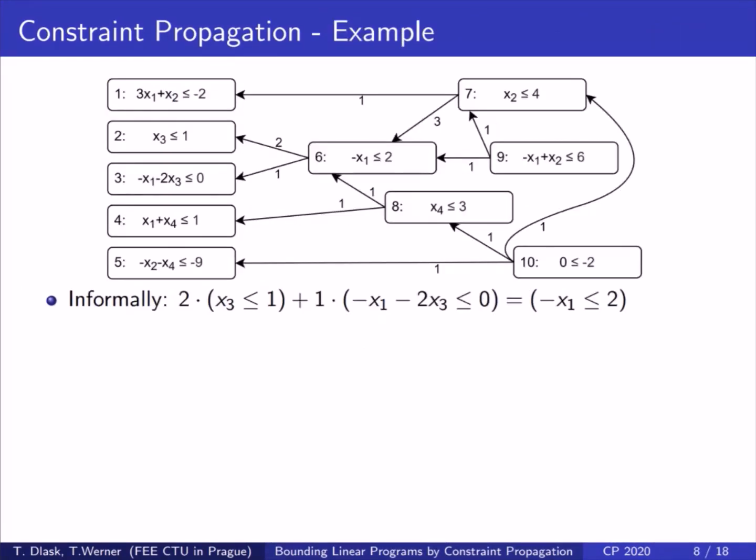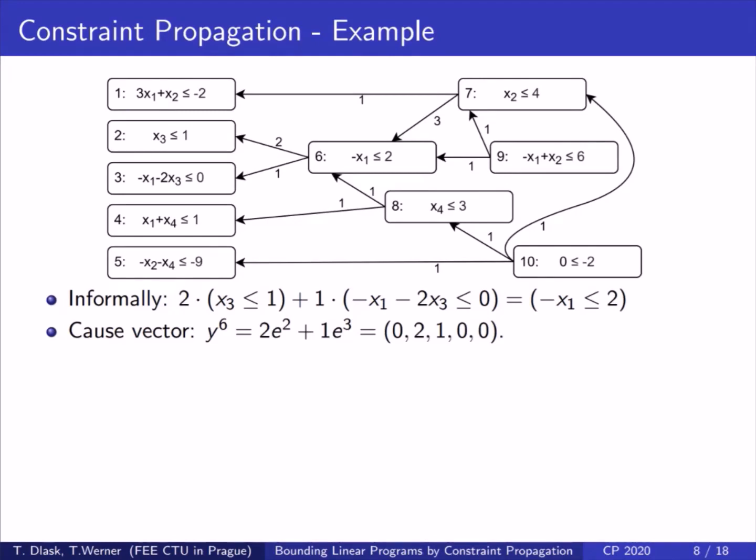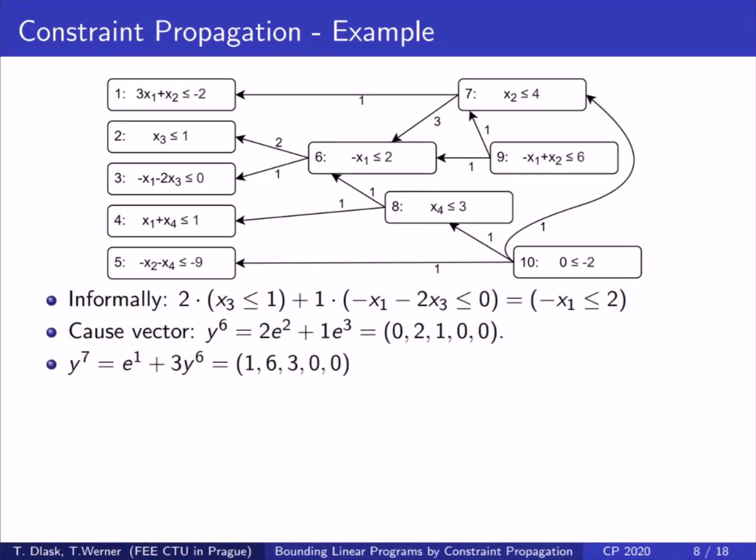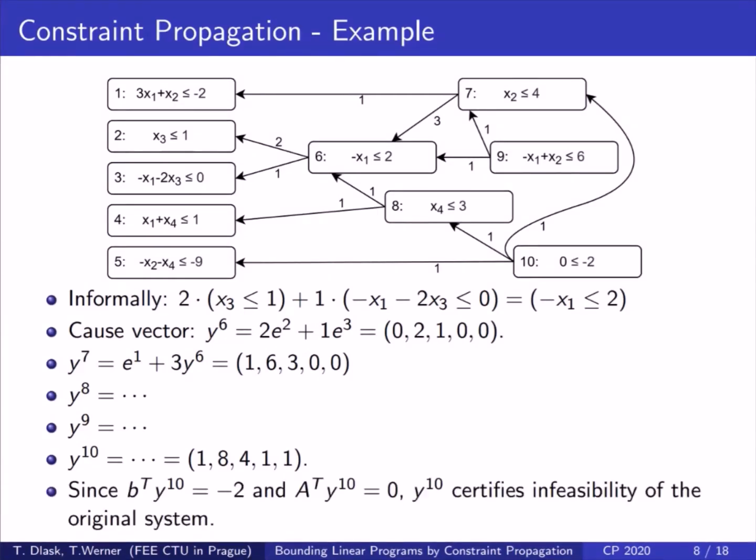As a simple example, consider the system of 5 inequalities which is in the diagram on the left. From the second and third inequality, we infer the new sixth inequality as a weighted sum with coefficients 2 and 1, which defines its cause vector. Similarly, we can combine the first and sixth inequality to obtain the seventh inequality by a weighted sum. We can continue deriving other inequalities until, eventually, we derive the 10th inequality, which is clearly contradictory. Its cause vector y10 therefore certifies infeasibility of the original system.